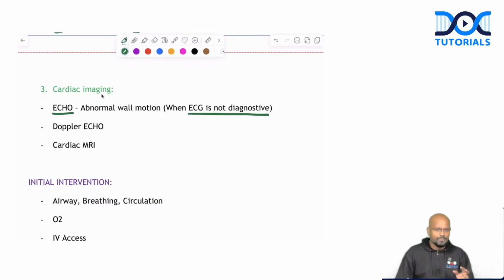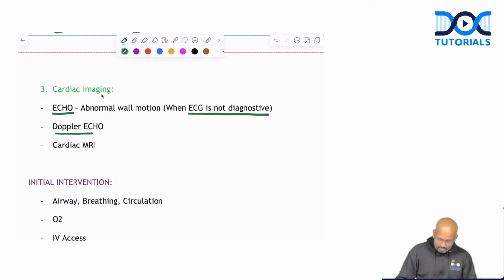One important negative point about echo is that we can't differentiate whether this abnormal wall motion is due to a scar which has happened due to a previous MI or a fresh acute ischemia. The abnormal wall motion might be happening because of a scar or it might be due to acute ischemia. So echo can be diagnostic, but it is difficult to delineate whether it is due to an older scar or a newer ischemia.